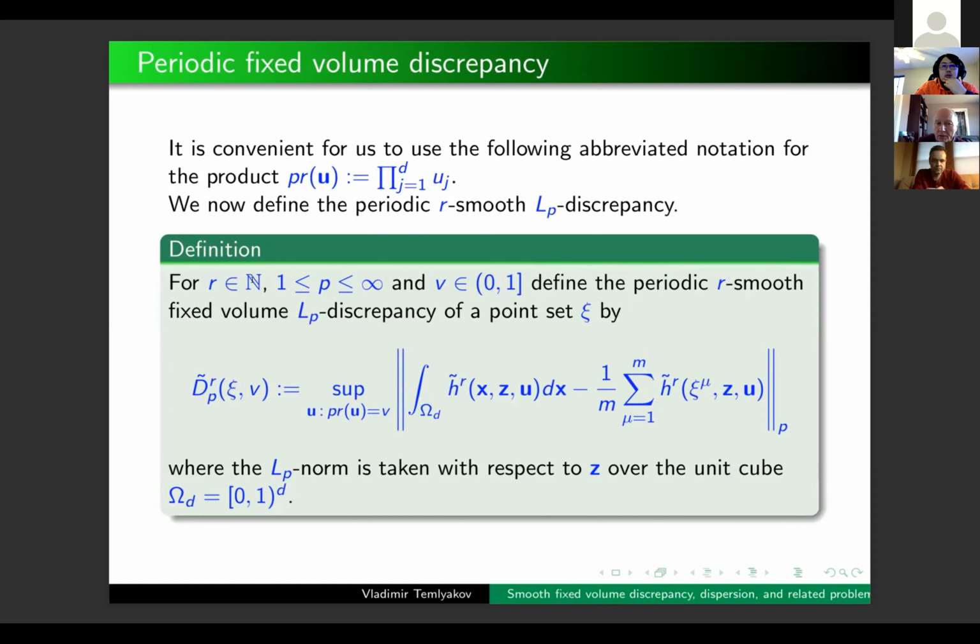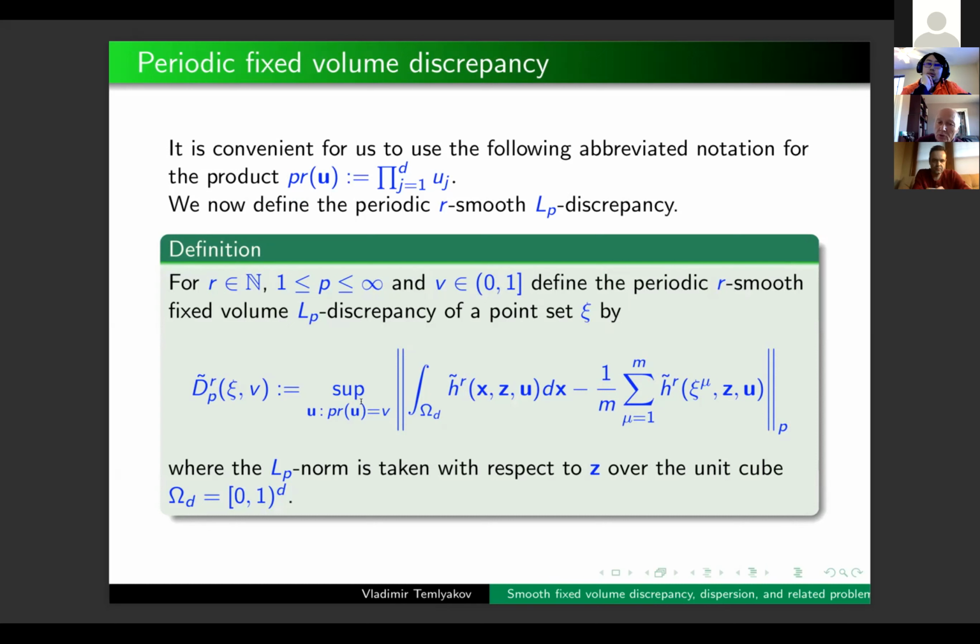So R is a natural number. Again, this is usual. The volume is like this, but actually even smaller than that, depending on R. But anyway, this is V. P is like this, and this is the definition. So you take this one, the error of numerical integration, and here we take 1 over M just for simplicity. And then we take the norm LP with respect to Z. And then take the supremum over all U, but under this condition.